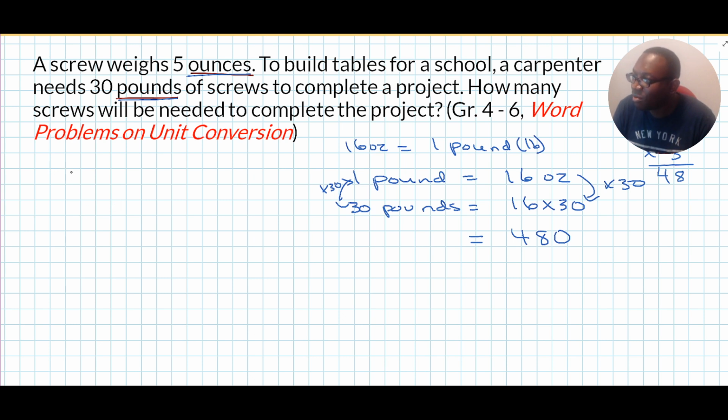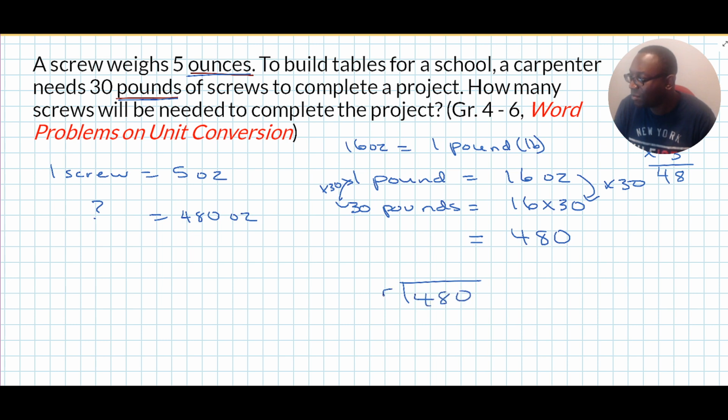So 1 screw is 5 ounces, but we have an unknown number of screws here. This is going to give us 480 ounces. The simplest thing to do here is just to divide. Divide 480 by 5.